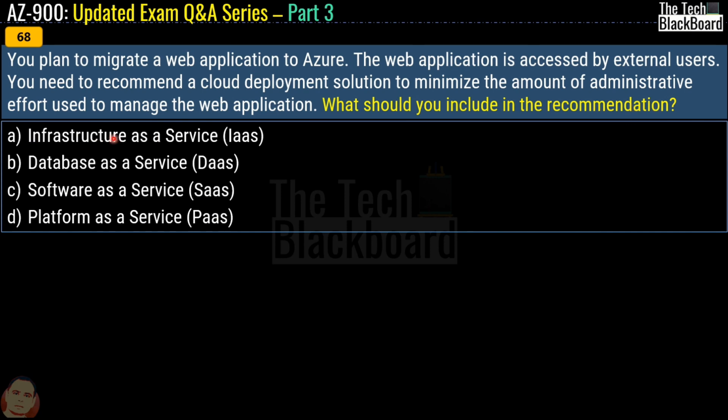Your options are infrastructure as a service, database as a service, software as a service, or platform as a service. The correct answer for this question is option D, platform as a service. And the reason is normally the web application only needs a platform to be hosted and to run.